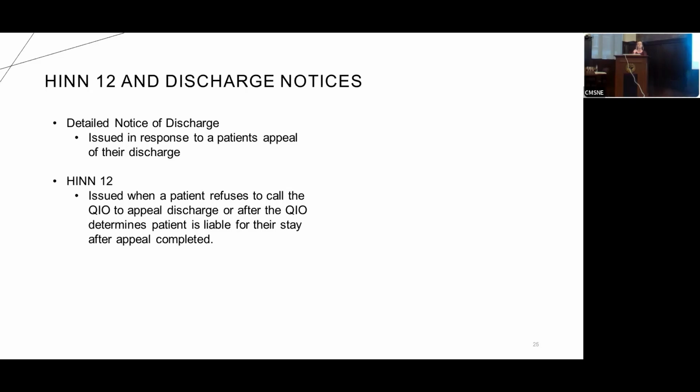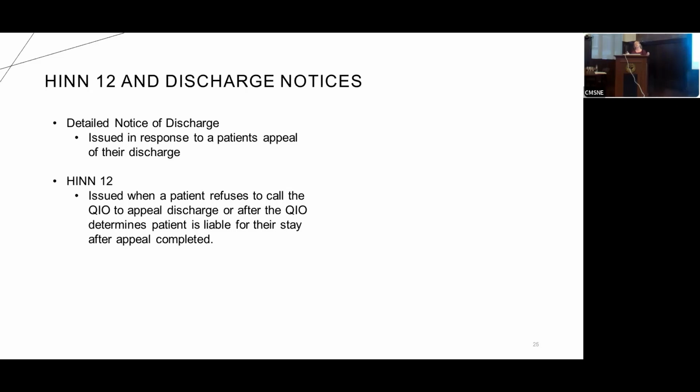Most of the time, when you present a patient with a HIN 12 at that point, and you let them know you're going to be liable for your stay as of tomorrow, they say, I'm going to call KEPRO right now. And they do. All the time. I tell my staff, don't even get off the phone. Issue the detailed notice while you're there, while you're talking to them. Once they call KEPRO, we give them something called a detailed notice of discharge.